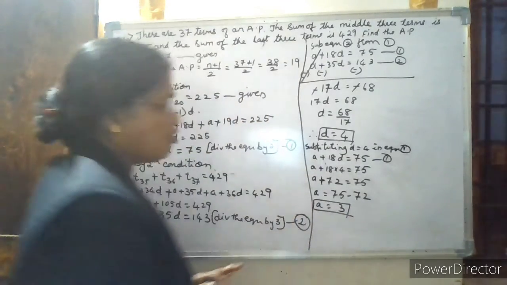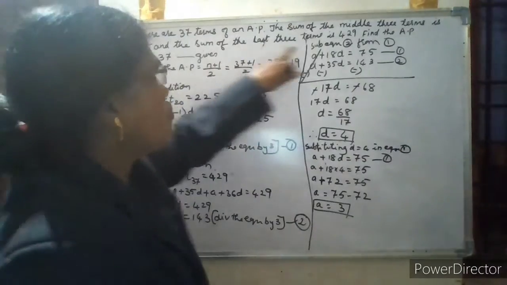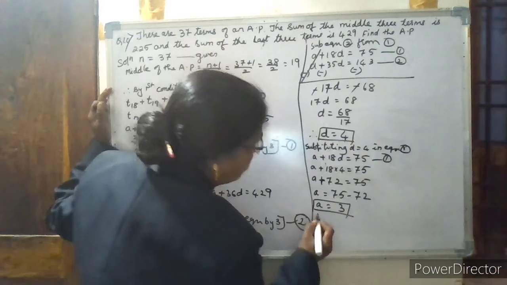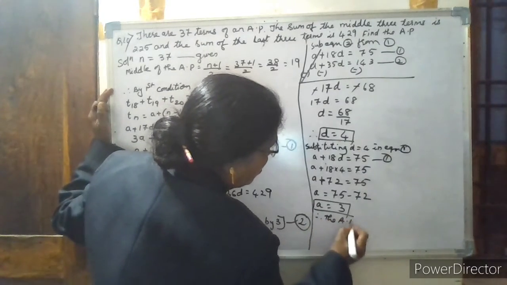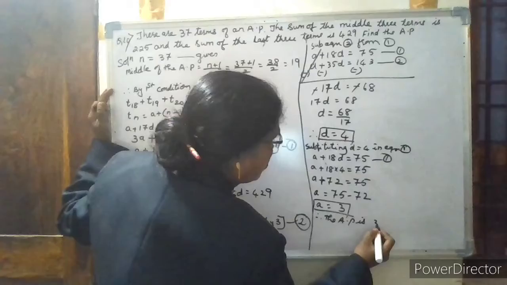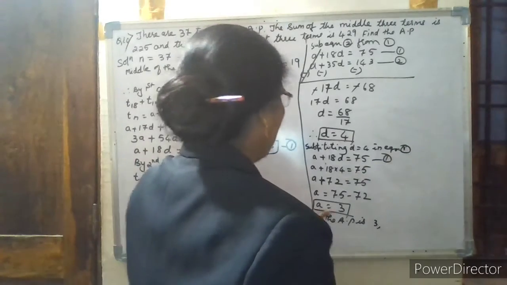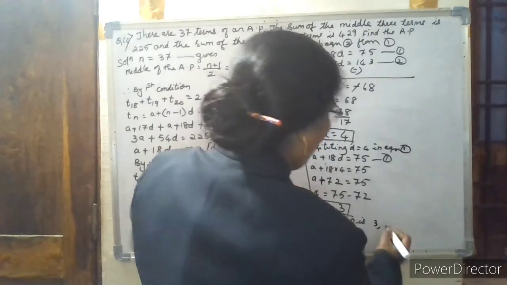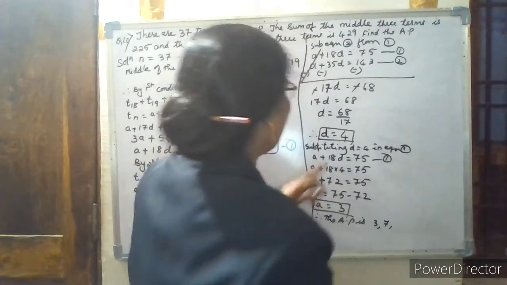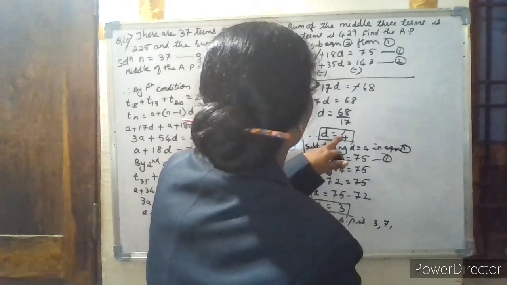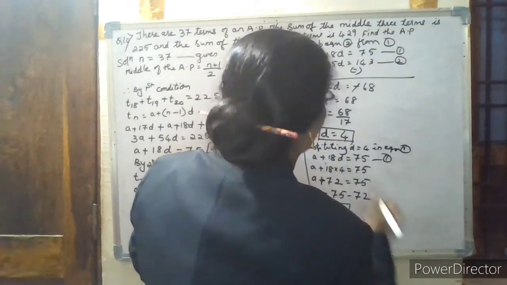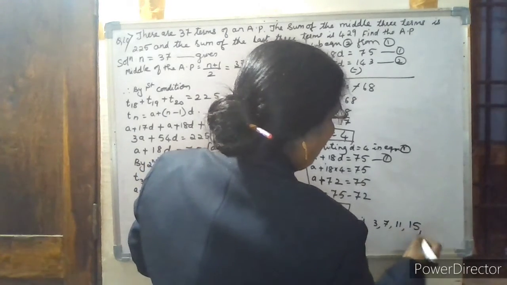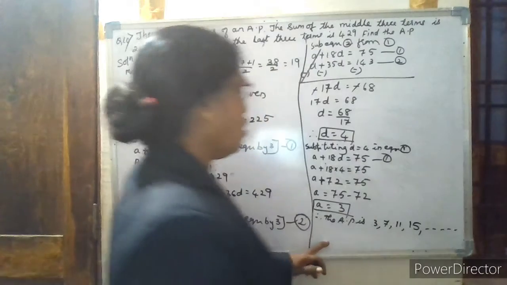Now it is very easy to find the AP. The first term is 3. The next term is a + d, that is 3 plus 4 is 7. For the next one, you go on adding the common difference: 7 plus 4 is 11, then 11 plus 4 is 15, and so on. So this is the AP which we had to find for this question.